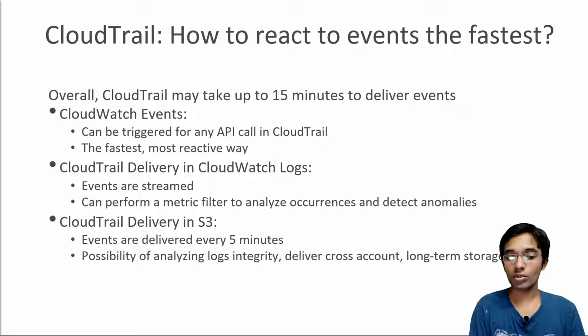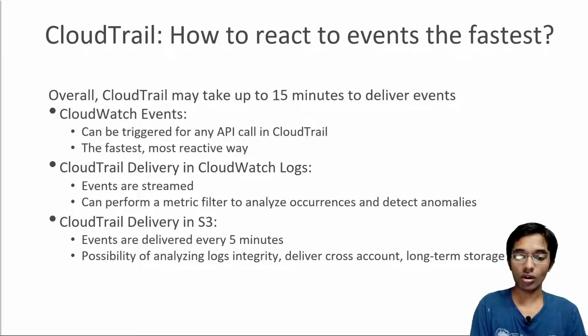Now we have CloudTrail delivery in S3, and here the events are going to be delivered every 5 minutes, and you can analyze the log integrity. You can deliver cross-account, use long-term storage, and you could look at these logs holistically, maybe using something like Athena and QuickSight. And so CloudTrail delivery in S3 is going to be less reactive but more comprehensive. So the idea is that based on the needs you have, you can have different solutions, either CloudWatch Events, CloudWatch Logs, or S3, and none of them is bad or great. It just depends on what you are trying to achieve.